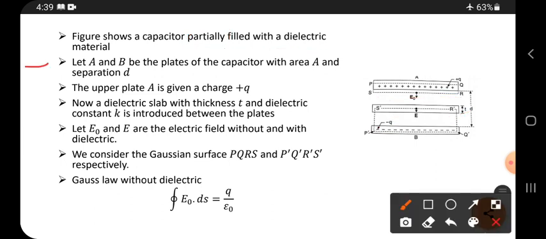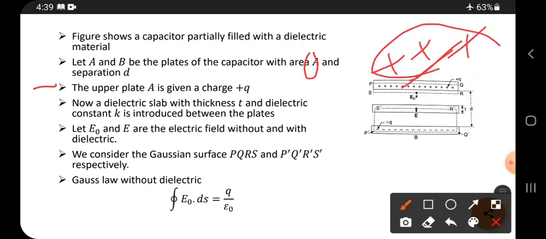Let A and B be the plates of the capacitor with area A and separation d. It is the A plate and it is the B plate. The gap between these two plates, the distance between them, is denoted by d, and A is the area of the plate. The upper plate is given a charge plus Q, meaning plus charges are stored on this plate, so minus charges are stored on the B plate.